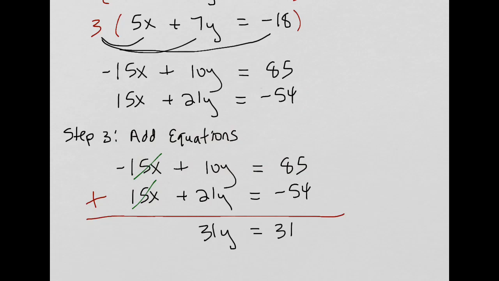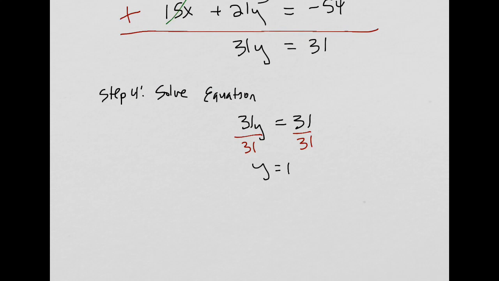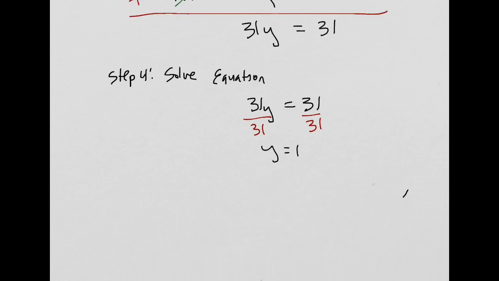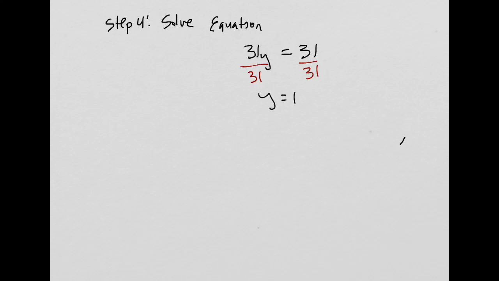And now the next step, step 4, is we want to solve the equation that's left. And notice it only has one variable in it. Okay, so I've written out step 4, solve the equation, and then I've rewritten our equation. So to solve that equation, we're just going to divide both sides by 31. And that gives us y equals 1 as part of our solution. So again, when we're solving this system, we want to find not only the y-coordinate, but also the x-coordinate. So our last step in the process is to solve for x.